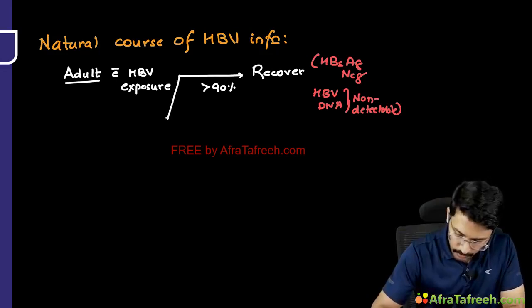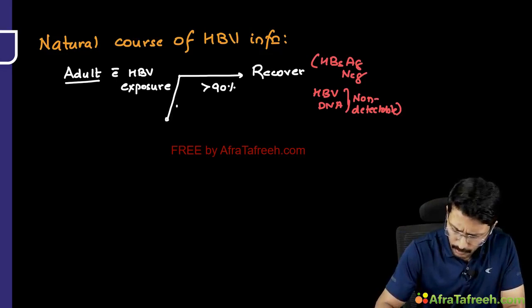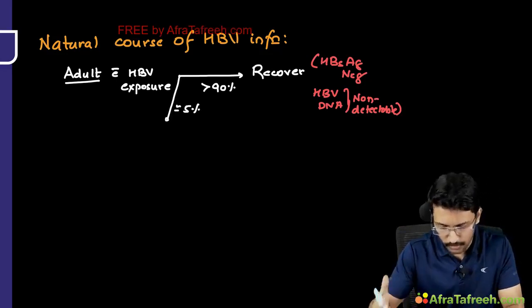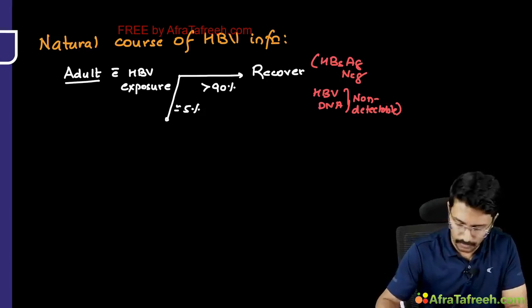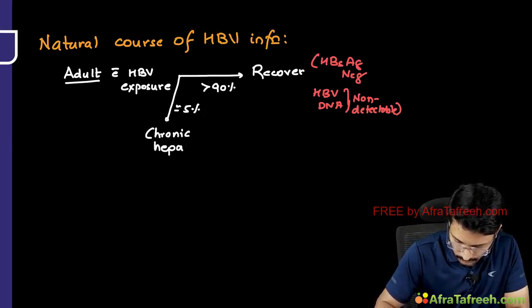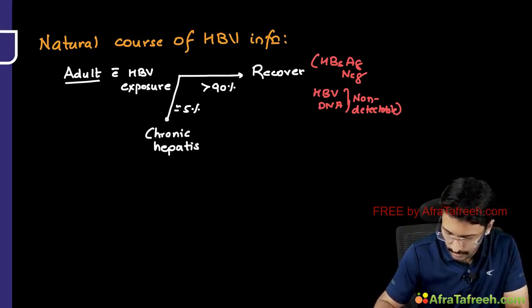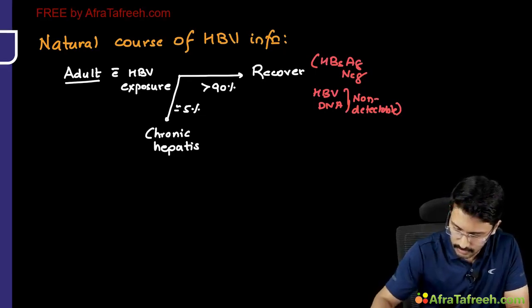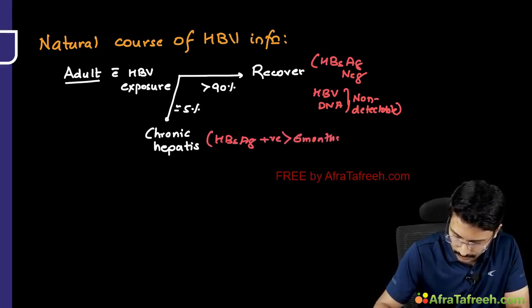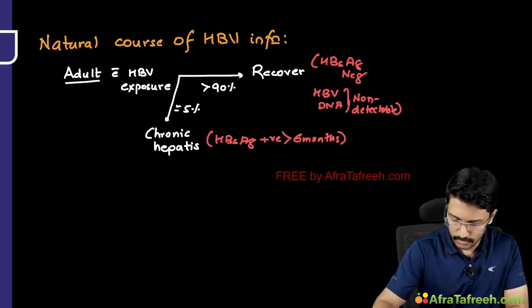Okay, so remaining patients, approximately around 5%, right? Like 95-96% patients are going to get completely recovered. Around 5% patients will develop chronic hepatitis. So when I say chronic hepatitis, what does that mean? It means I'm talking about HBsAg being positive for a period of more than 6 months, right? Okay, so we'll call it as chronic hepatitis.